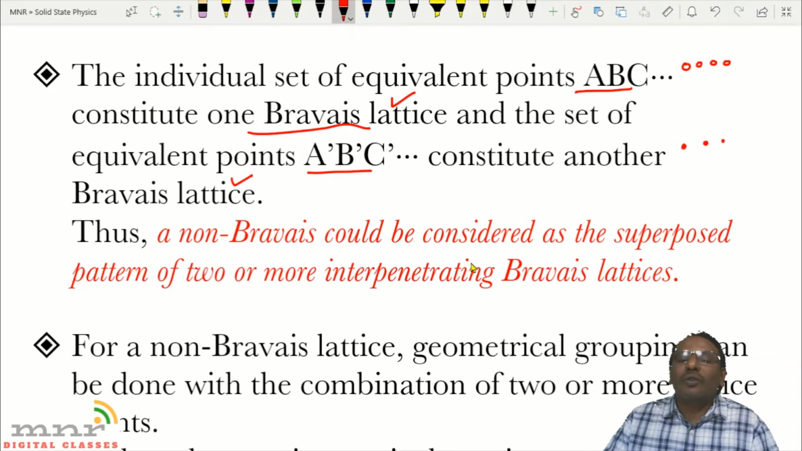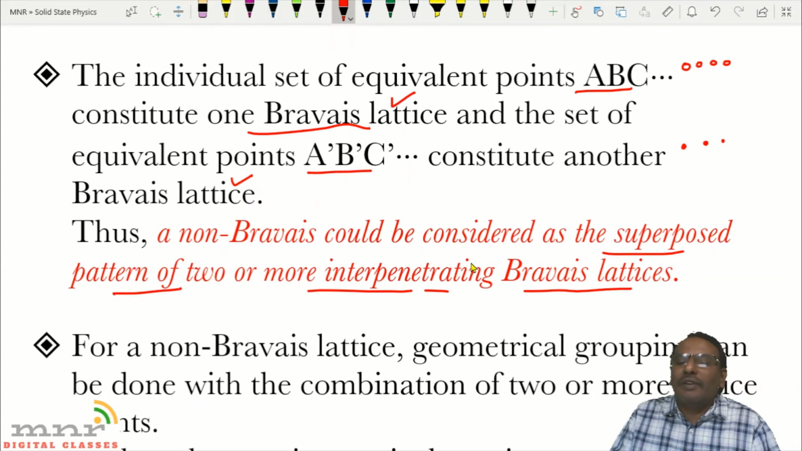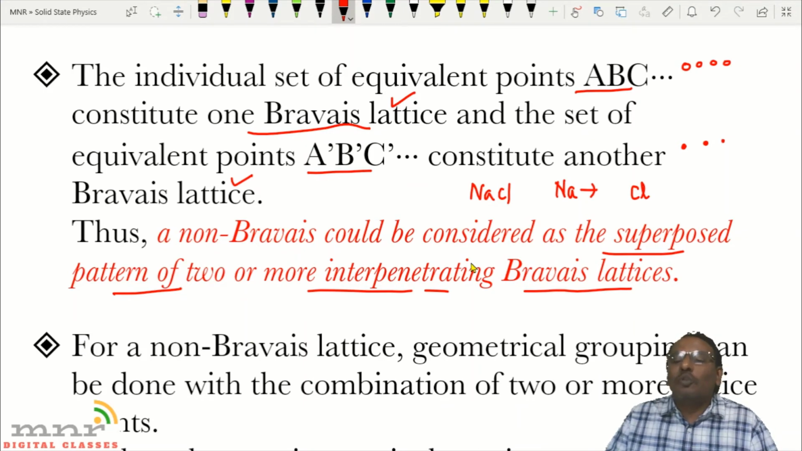Thus, we can conclude that a non-Bravais lattice can be considered as the superposed pattern of two or more interpenetrating Bravais lattices. For example, if we take NaCl, NaCl can be treated as a superposition of two space lattices, one space lattice consisting of sodium atoms and another space lattice consisting of chloride atoms. These two space lattices superpose each other to generate the NaCl crystal structure.